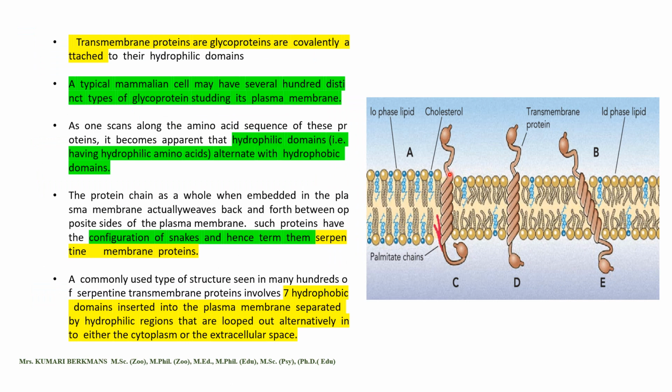Transmembrane proteins are glycoproteins. I told you already, glycoproteins are carbohydrate and protein combined together, covalently attached to their hydrophilic domain. See, this is the hydrophobic domain, and this is one hydrophilic and this is another hydrophilic domain. So it has three domains: one hydrophobic and two hydrophilic. A typical mammalian cell may have several hundred distinct types of glycoprotein studding its plasma membrane.